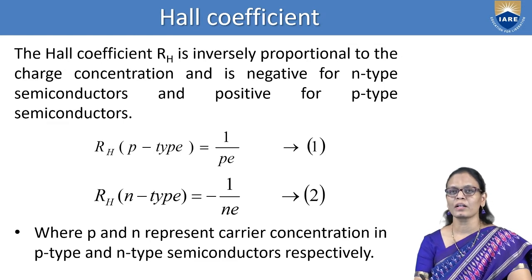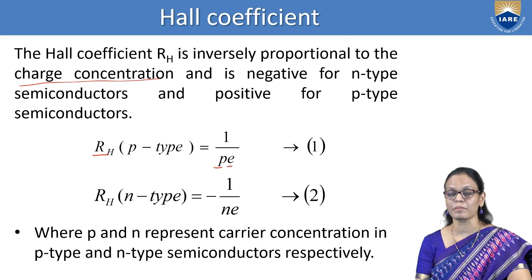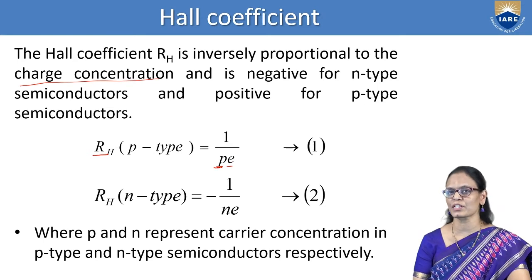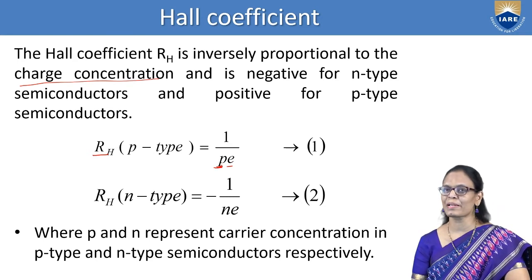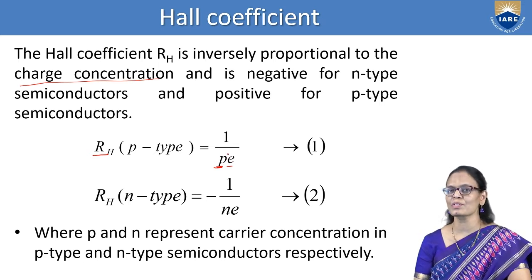Now how are we writing the formula for RH? RH is inversely proportional to the charge concentration. RH is equal to 1 upon pe. E is the charge, but p here is the concentration of the charge carriers. In p-type, the majority carriers are holes, so it will be the concentration of holes. Small p here denotes the concentration of holes.